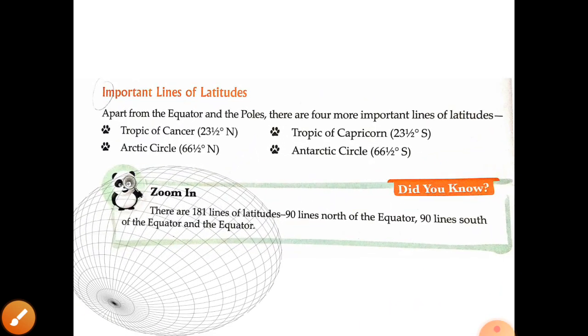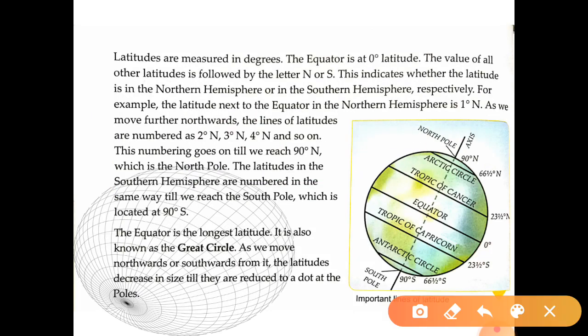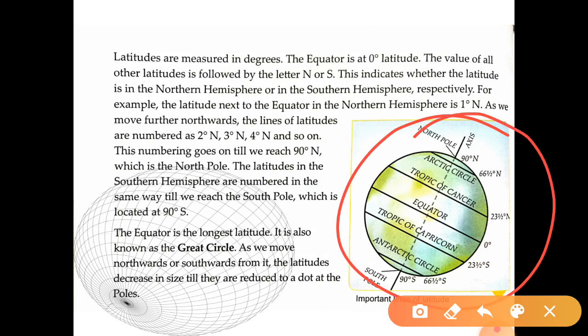Next, here are given some important lines of latitude. As shown in this picture, here you can see the important lines. At the equator, 0 degrees; Tropic of Cancer, 23 and a half degrees north; Arctic Circle, 66 and a half degrees north; and here the North Pole at 90 degrees north. In the same way, in the southern hemisphere, 23 and a half degrees south, Tropic of Capricorn; 66 and a half degrees south, Antarctic Circle; and 90 degrees south, the South Pole.